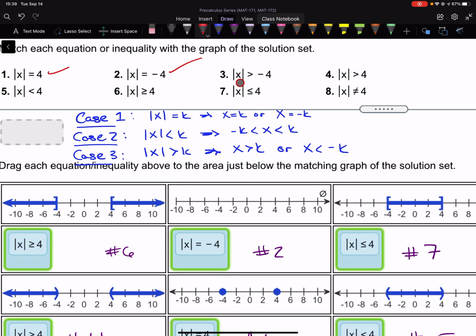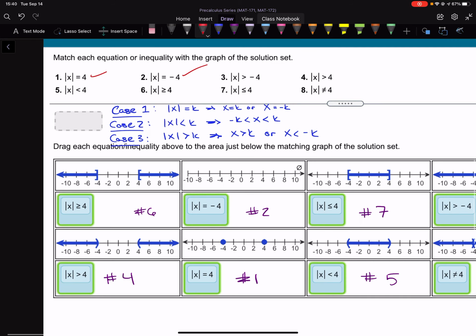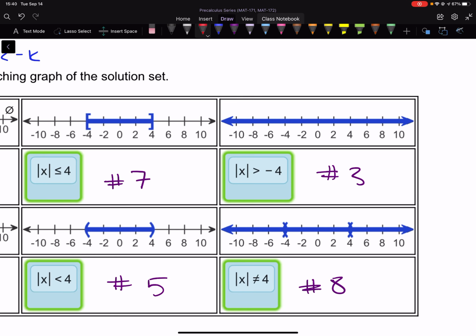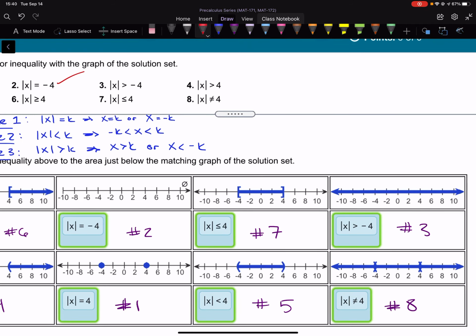So pretty much every value would satisfy this. Every real number would satisfy number 3. I'm looking for an all real numbers depiction on a number line, and I see that here. The absolute value of x is greater than negative 4: just because this is negative allows all real numbers to satisfy that. So we got number 3 knocked out. That was the one that I stumbled on, and I was thinking about it driving home today, and I thought I had to clarify that for you.